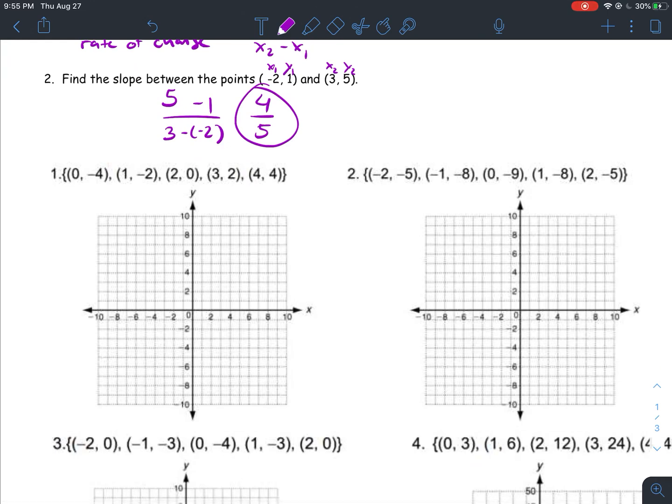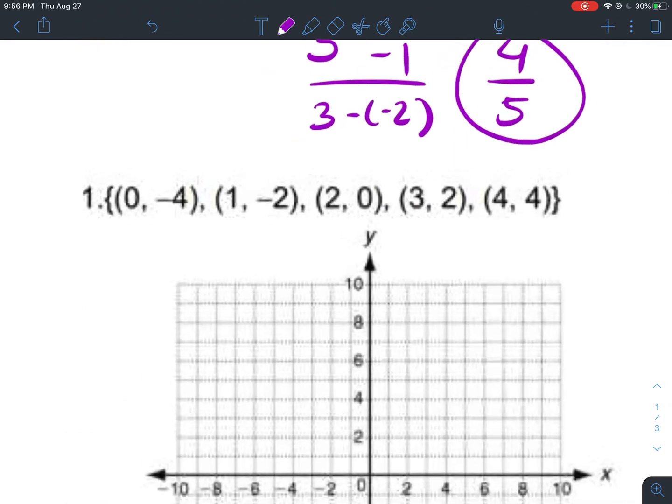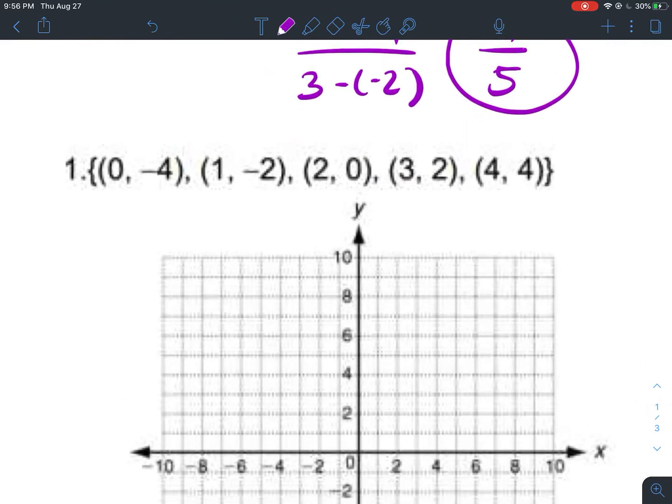All right, and I forgot to put directions in here. But what you're supposed to do is determine if it is linear, exponential, or quadratic. And if it is linear or exponential, you are supposed to give the equation.